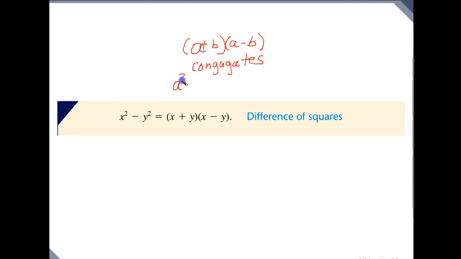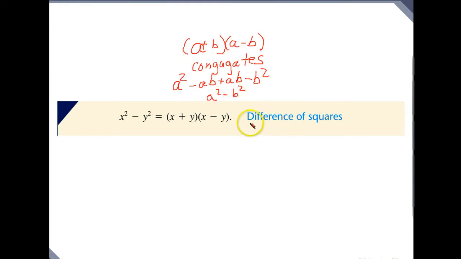And a special thing about conjugates, when you FOIL them, watch what happens. We get a squared minus ab for our outers. Our inners gives us a plus ab, and our last gives you a negative b squared. Well, when you multiply conjugates, the middle terms cancel out. These are additive inverses of each other. So they cancel out, and you end up with a squared minus b squared.